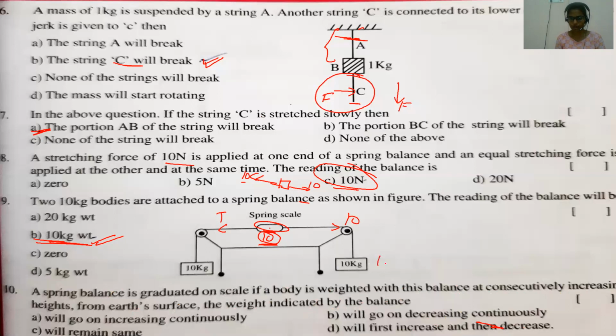See, weight is nothing but what, children? Mass into acceleration due to gravity. As we go up and up to higher altitudes, the value of g goes on decreasing. Since the value of g decreases, the weight shown by the spring balance will go on decreasing continuously. Understood, children? If the mass is constant and does not change, when g decreases, the weight also decreases. This is directly proportional, right, children? So this is the condition of all these problems. I hope this problem is clear to you.